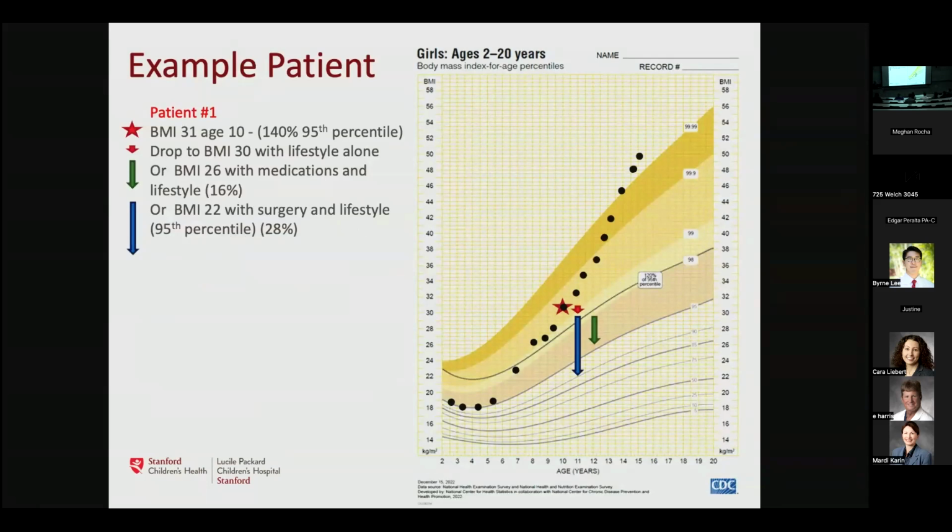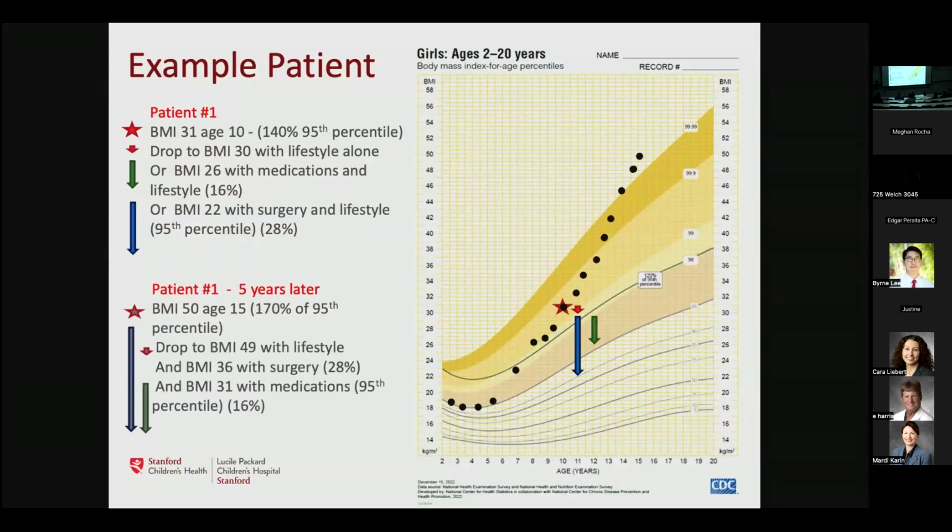So let's see, the most common patient I see is actually this one, which is the same patient 5 years later. So if I see this same patient 5 years later, they're age 15, they have a BMI of 50 now because they've grown in that straight line. And this is a real patient. I didn't make these dots. Well, I did, but this is a real patient.